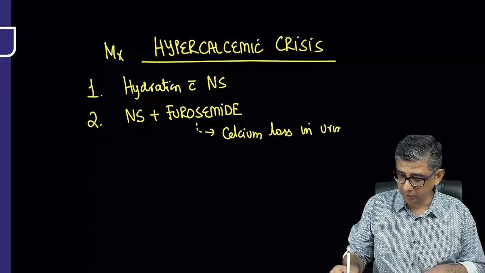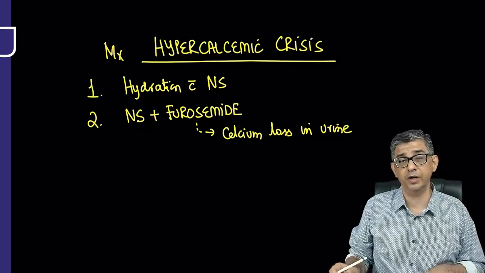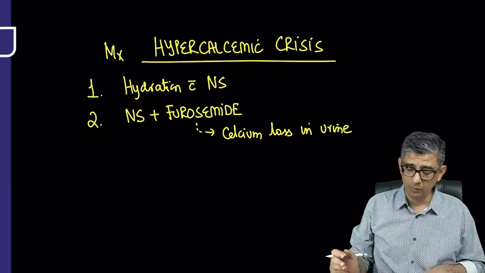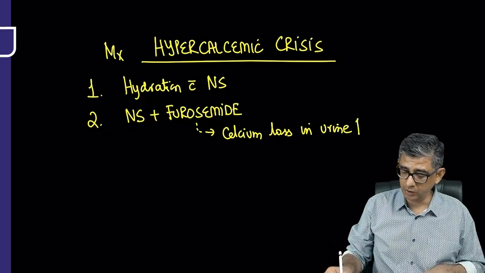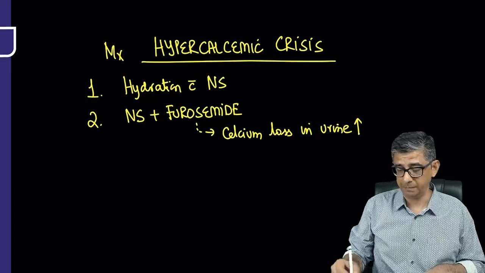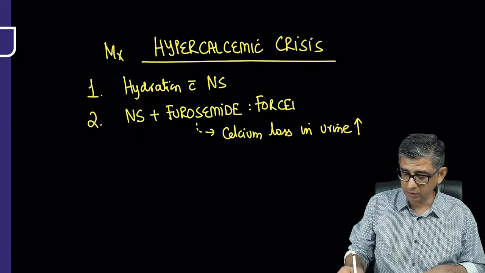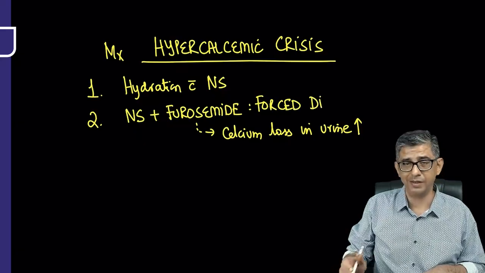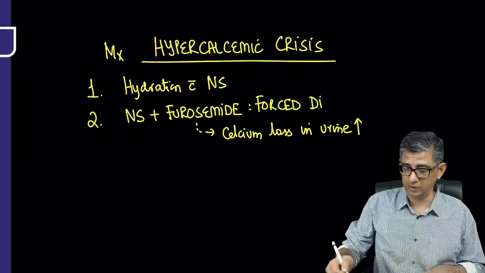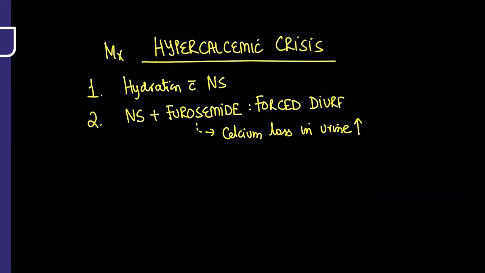We are not going to use thiazides, because thiazides reduce urinary excretion of calcium, but furosemide increases the calcium loss in the urine, so it would be of benefit to me. The term that we use to describe the combination of the two is called forced diuresis. I'm not talking about forced alkaline diuresis or acidic diuresis. I'm just saying the word forced diuresis.